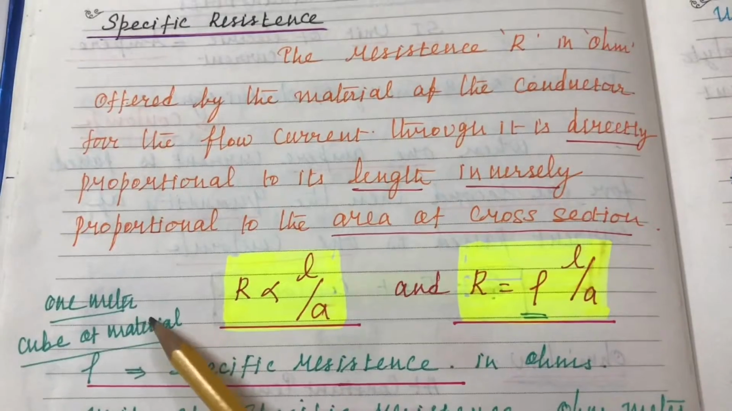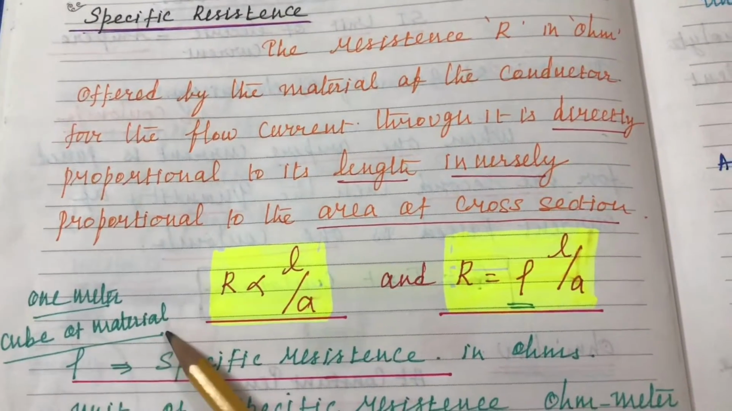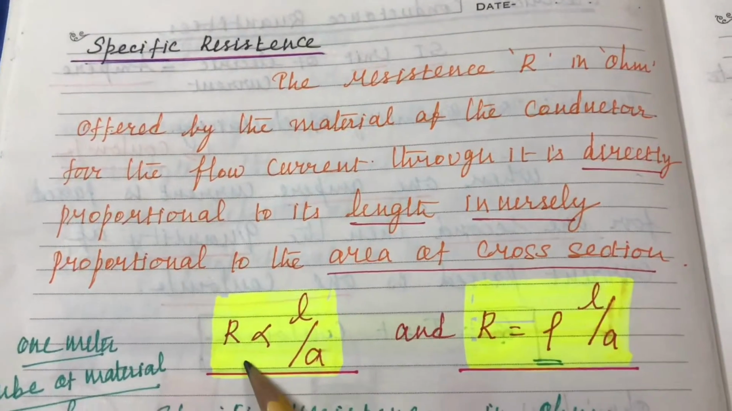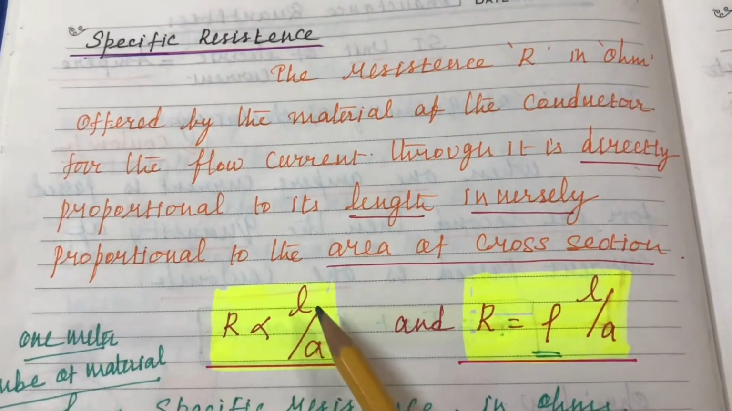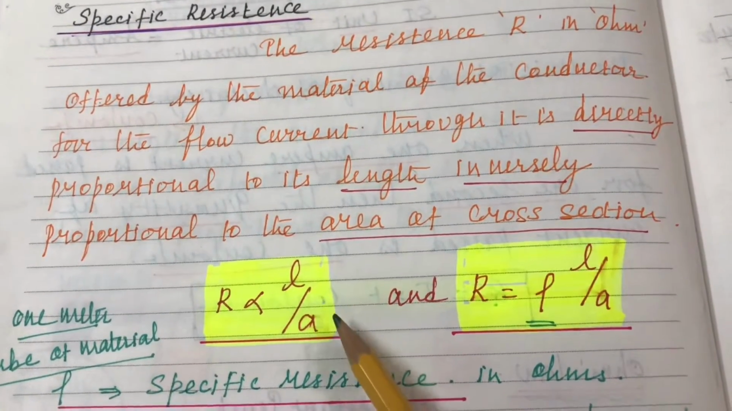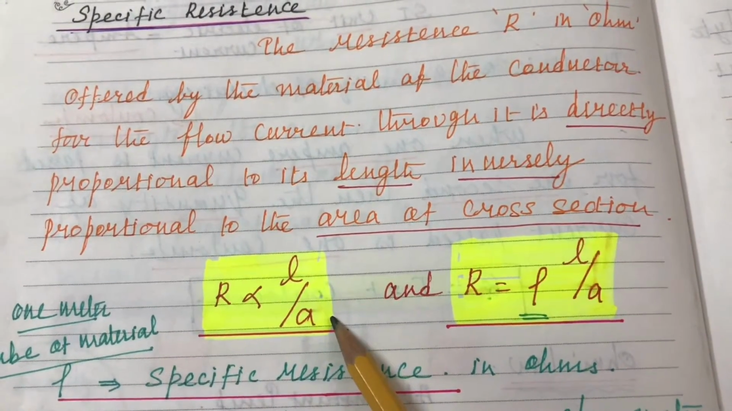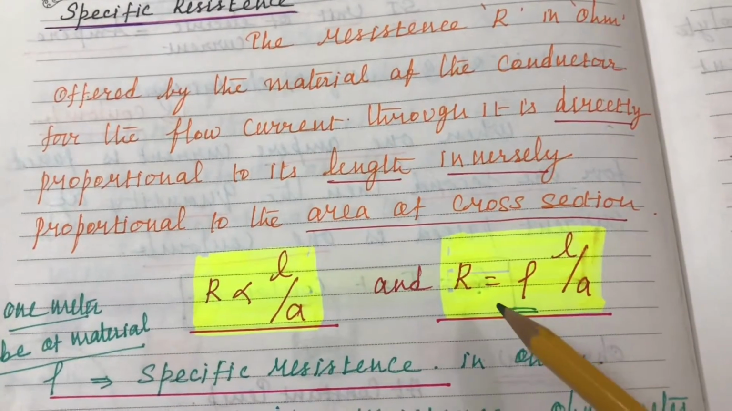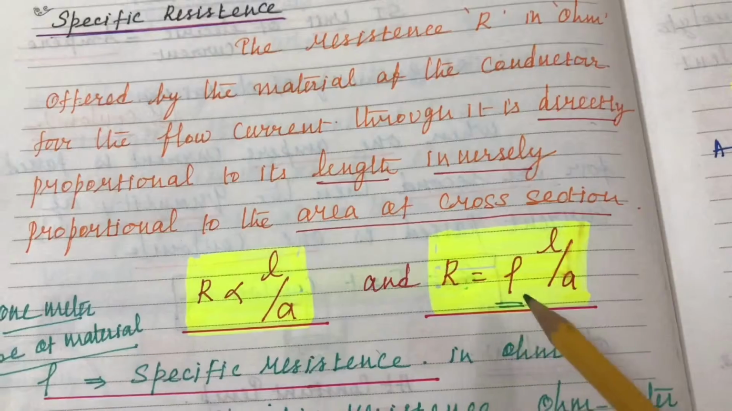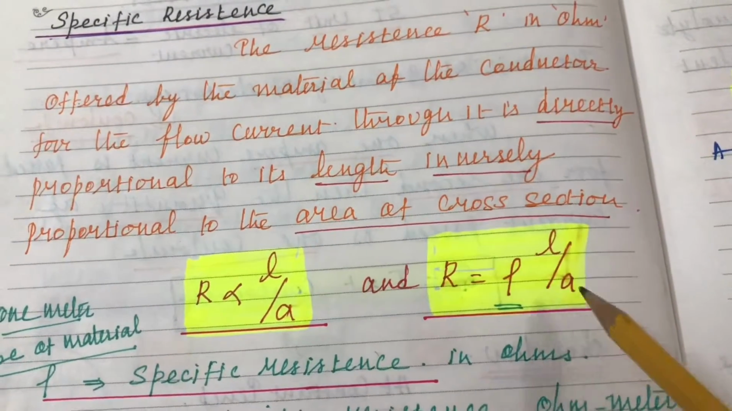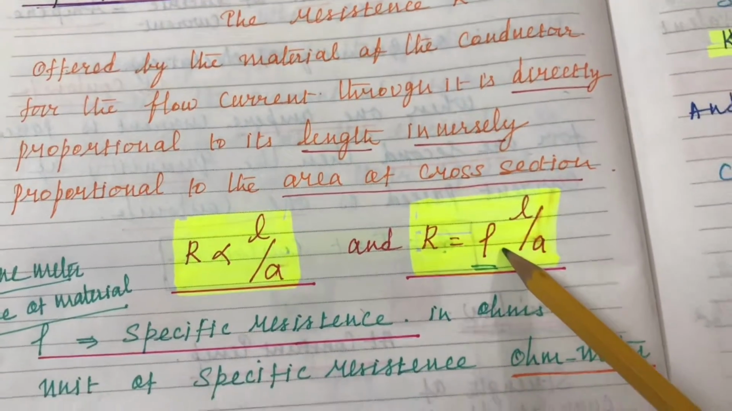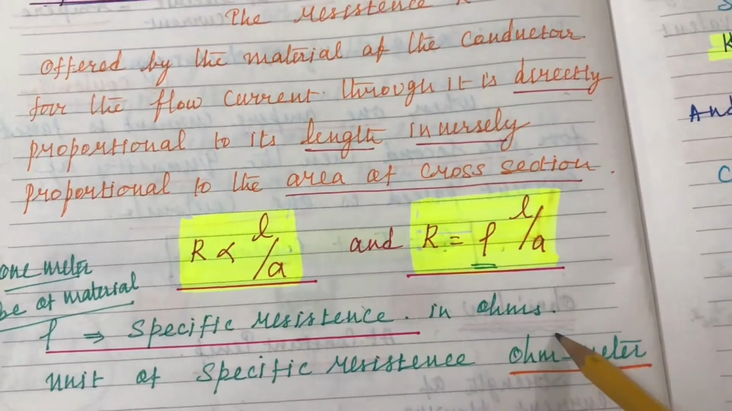Consider 1 meter cube of a material. For that, the resistance of the conductor is directly proportional to the length of the conductor and inversely proportional to the area of cross section. In the form of an equation, we can write that relation as R is equal to rho into L by A. Here, the constant rho is called specific resistance, measured in ohms.